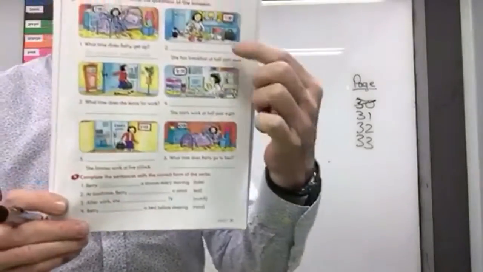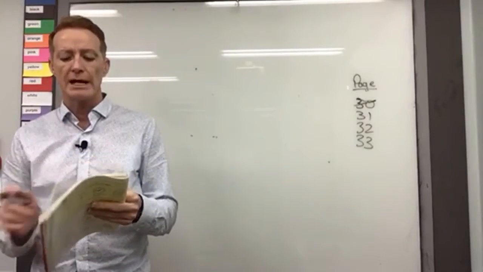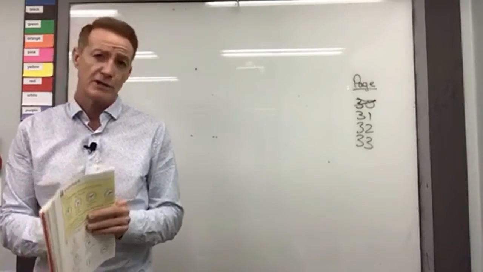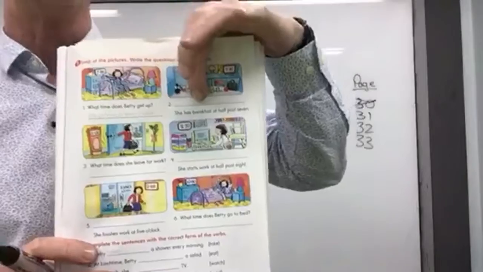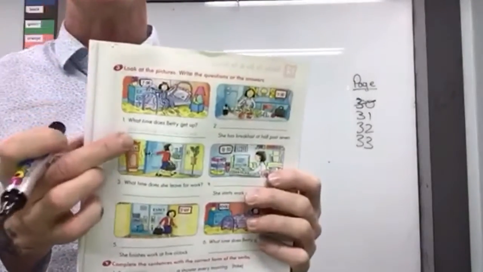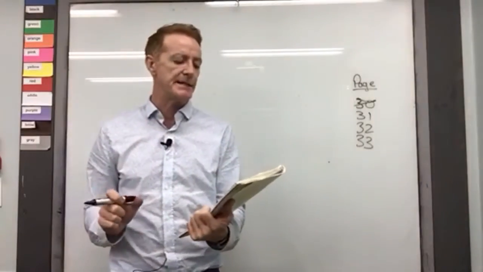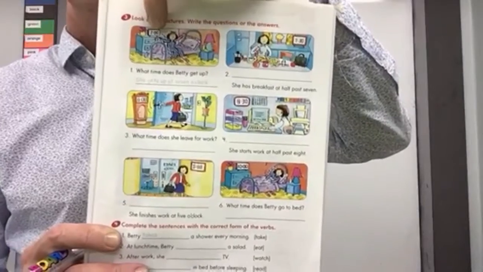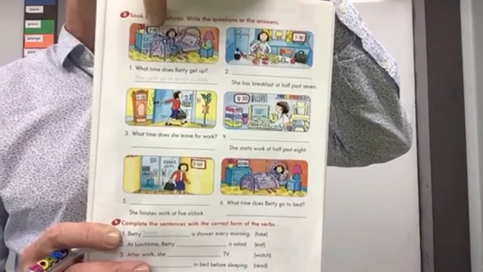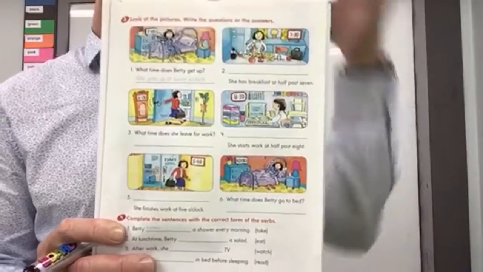All right, so we have some diagrams here, some cartoons, some pictures. We need to write, either we have to write the questions or we have to write the answers. So for number 2, we need to write a question. Let's have a look at number 1 first. The answer is already done for you. Question is, what time does Betty get up? Have a look at her clock. She gets up at 7 o'clock.